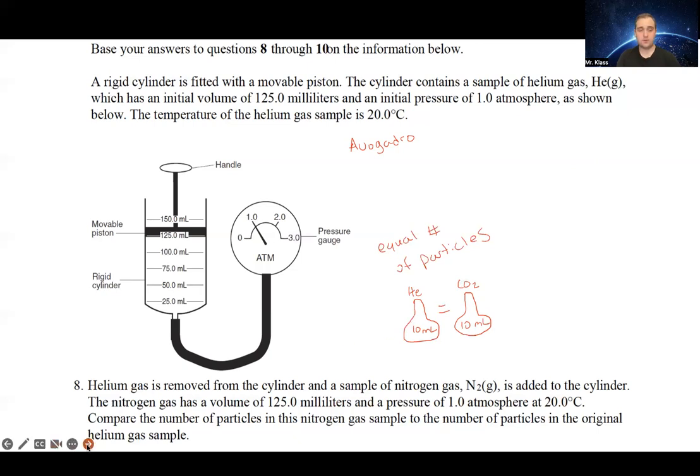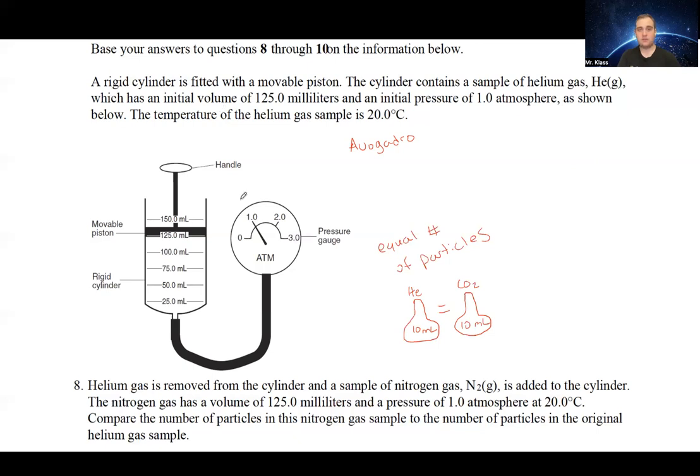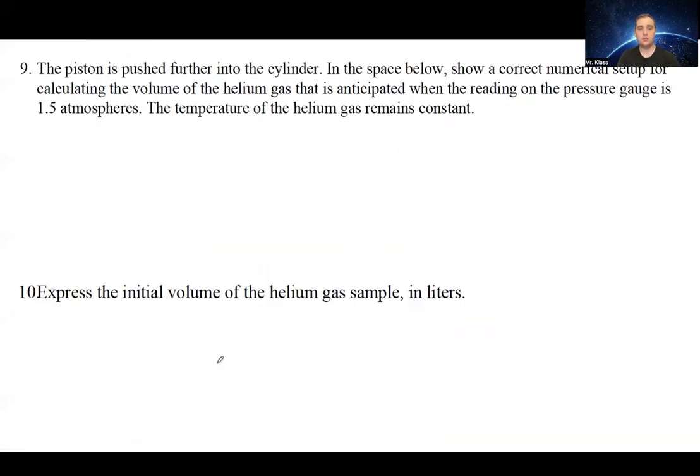All right, let's move forward. So these questions are going to have the same exact prompt. The piston is pushed further into the cylinder, so I'm decreasing the volume. In the space below, show a correct numerical setup for calculating the volume of the helium gas that is anticipated when the reading on the pressure gauge is 1.5 atmospheres. The temperature of the helium gas remains constant.